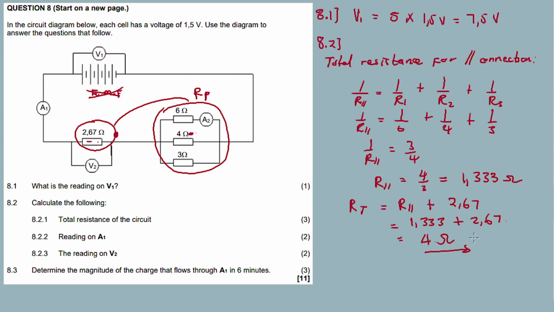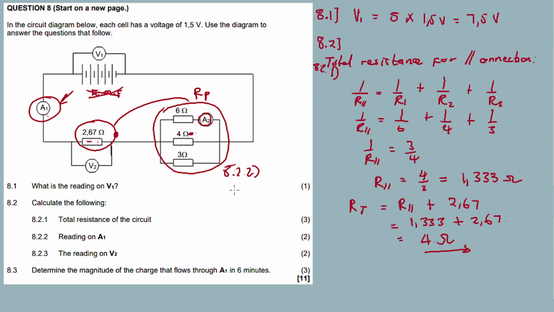Ammeter A1, so now we want the current. This current represents the current for the whole circuit. This A2 will represent the current flowing through the 6 ohm resistor only. So we want the current of A1. In order to do that we need 2 things. This was 8.2.1. Now I'm calculating 8.2.2.